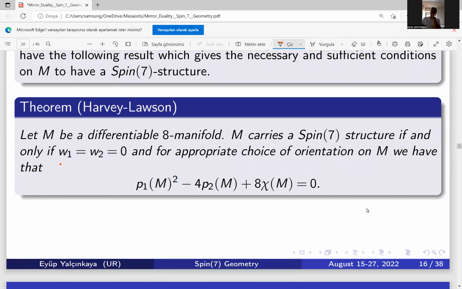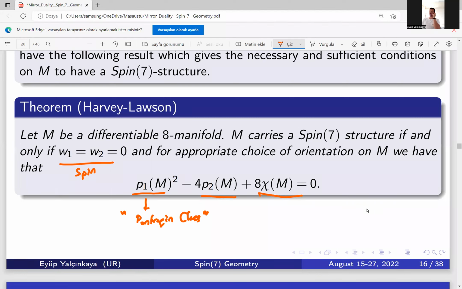At first, w1 and w2 equal to 0, so this means that M is a spin structure. And then if you have p1 and p2 and the other classes of M, if you have the equality involving p1(M) squared and p2(M), these are Pontryagin classes, and it's equal to 0.